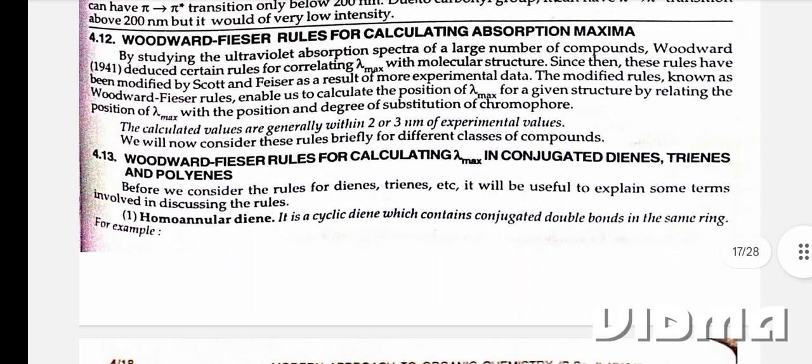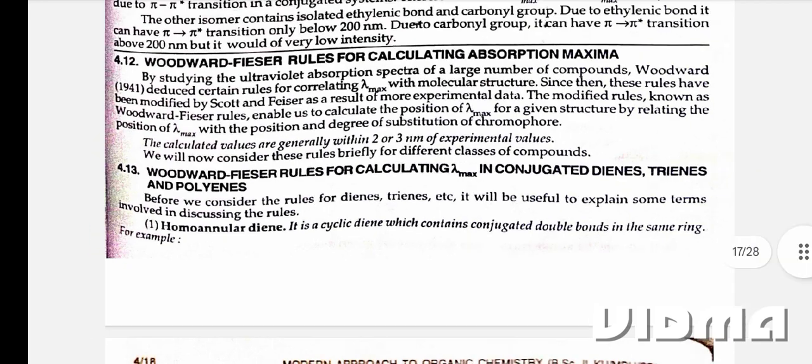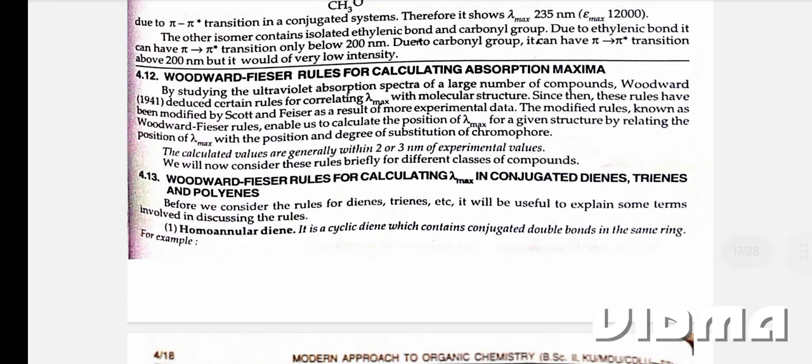Woodward-Fieser rules for calculating absorption maxima. By studying the ultraviolet absorption spectra of a large number of compounds, Woodward deduced certain rules for correlating lambda maximum with molecular structure. Since then, these rules have been modified by Scott and Fieser as a result of more experimental data. The modified rules, known as Woodward-Fieser rules, enable us to calculate the position of lambda maximum for a given structure by relating the position of lambda maximum with the position and degree of substitution of the chromophore. The calculated values are generally within 2 or 3 nanometer of the experimental values.